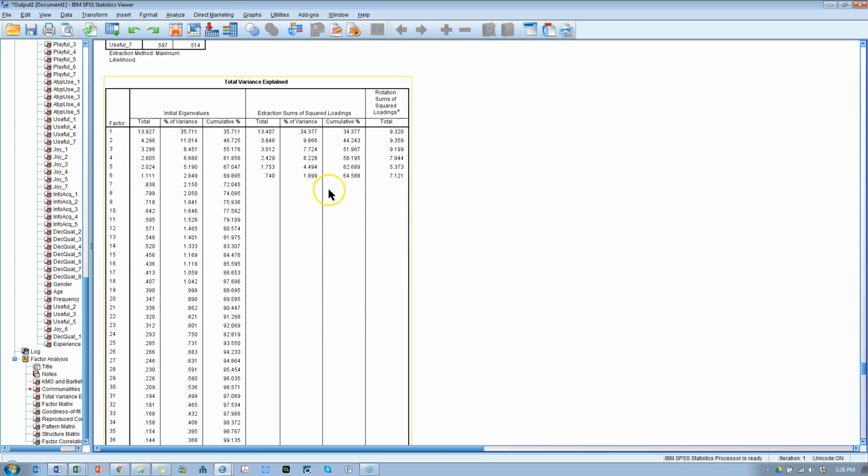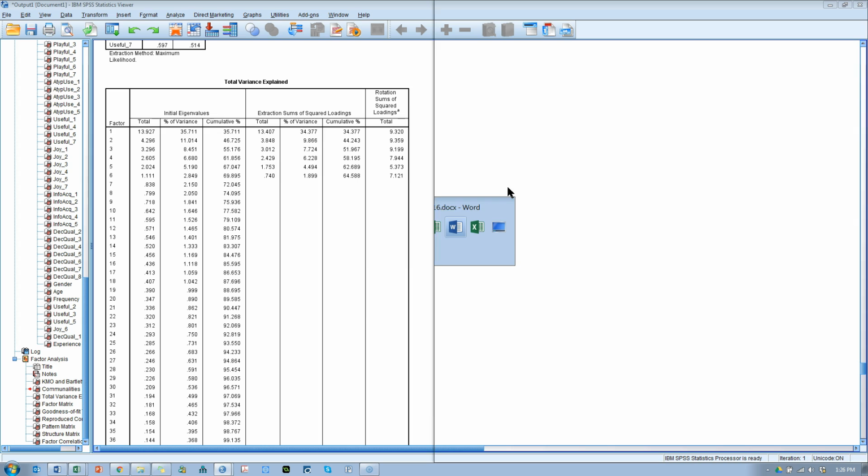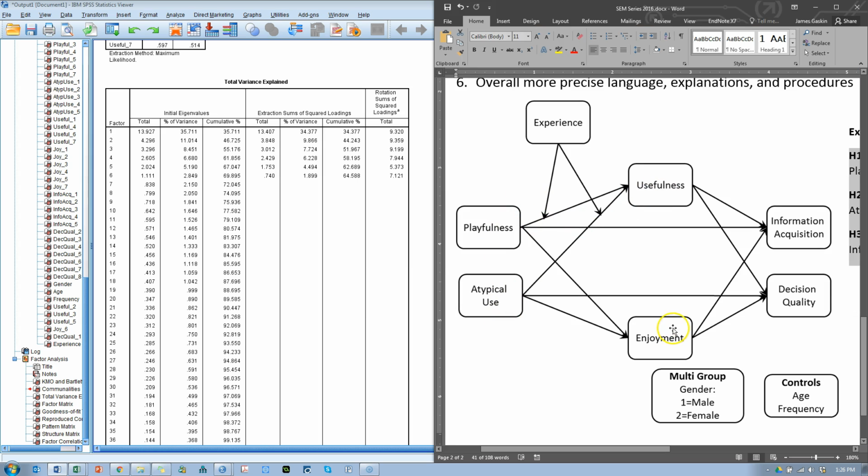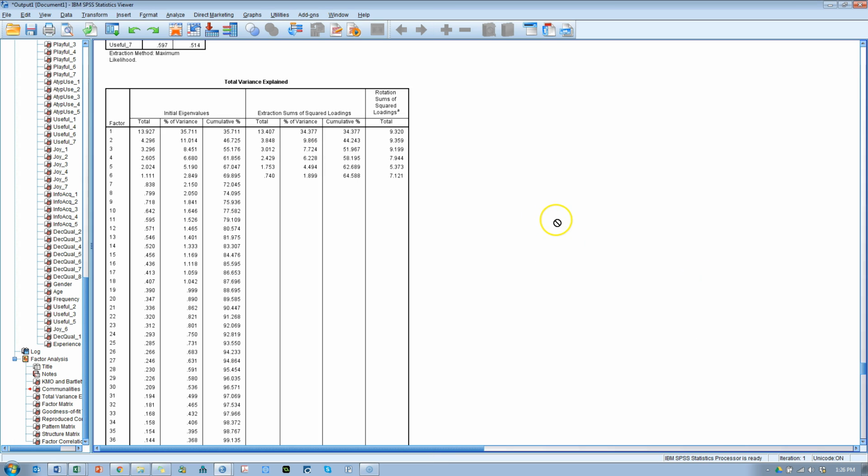And we have total variance explained. We want to look at this cumulative column. It came up with 6 factors. How many were we expecting? Well, if we go back to our model, we were expecting 1, 2, 3, 4, 5, 6. It came up with exactly what we wanted. This rarely happens, so I'm kind of surprised.